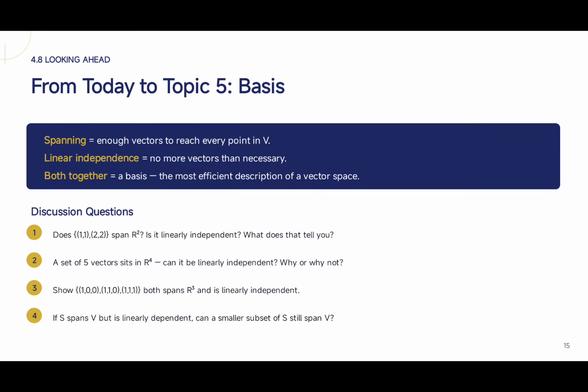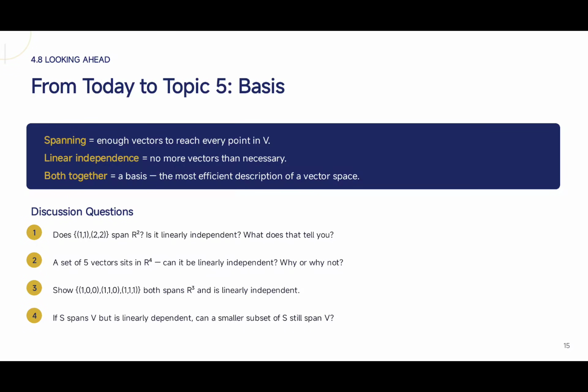Let's discuss a few questions before we wrap up. Does the set of (1, 1) and (2, 2) span R squared? Is it linearly independent? What does that tell you?